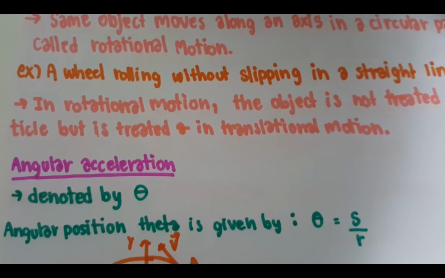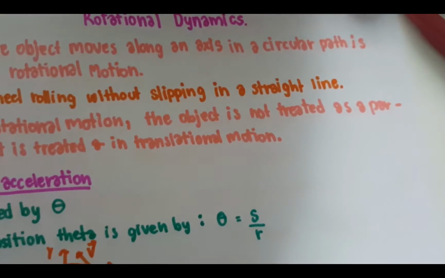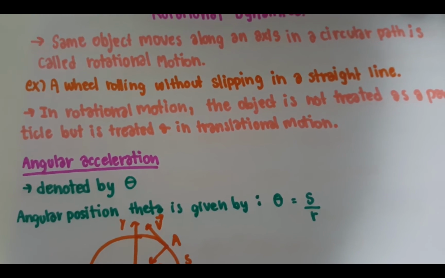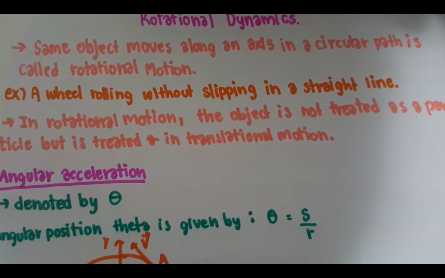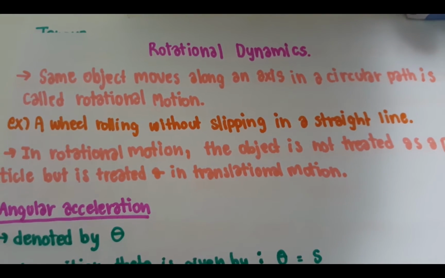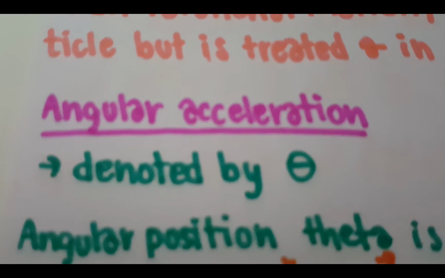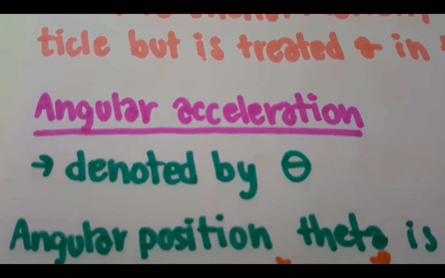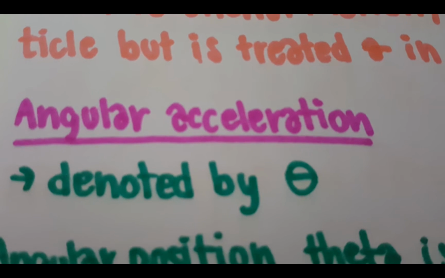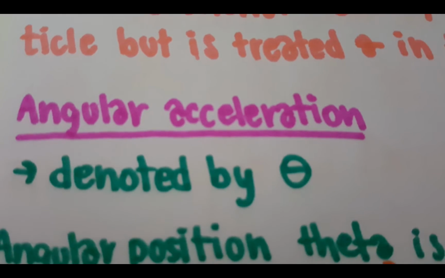In rotational motion, the object is not treated as a particle but is treated in translational motion. The rotational dynamics starts with the study of torque that causes angular accelerations of objects. To understand the rotational dynamics, we need to know about many terms like torque, angular acceleration, and etc.